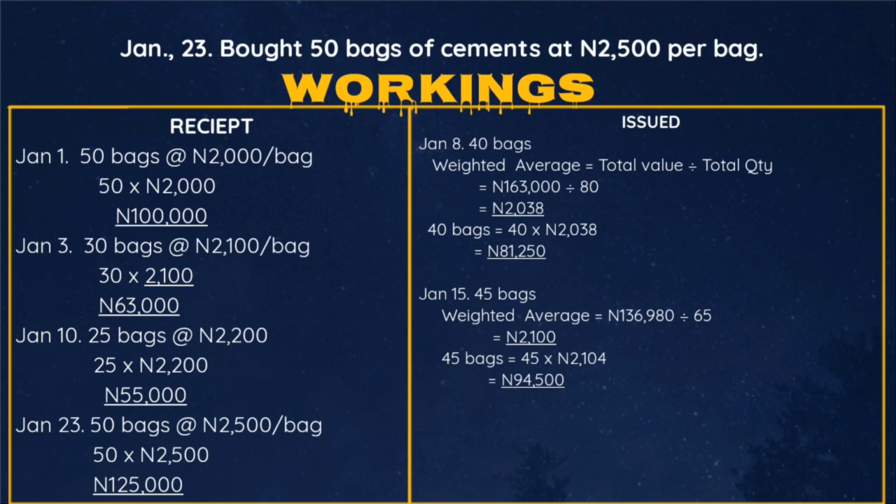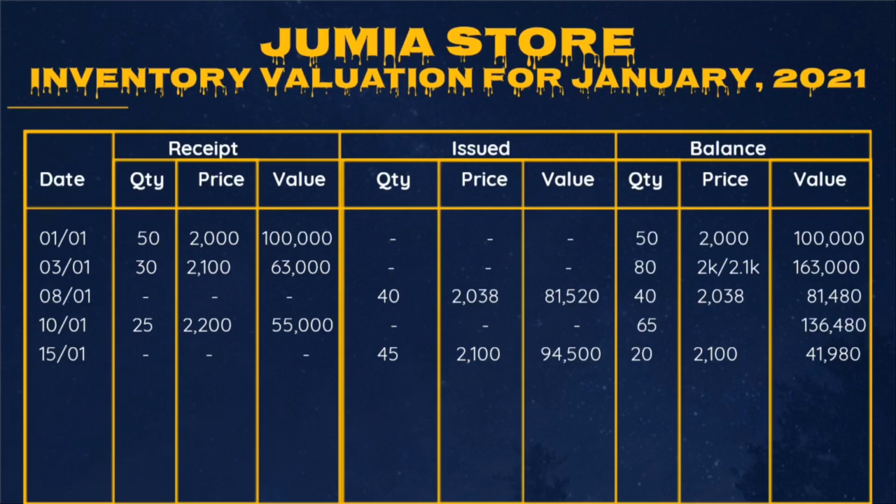Now let's go back to our inventory account. Date, January 23. So the quantity, that is 50 bags of cement, at 2,500 naira, while the value is 125,000. Under the issue, we don't have the information for issue. That is going to be dash.